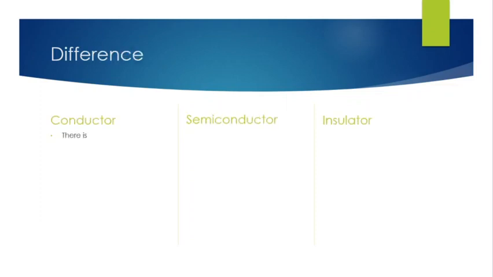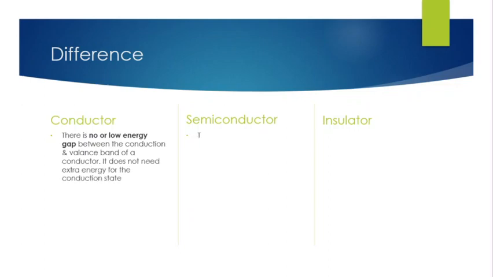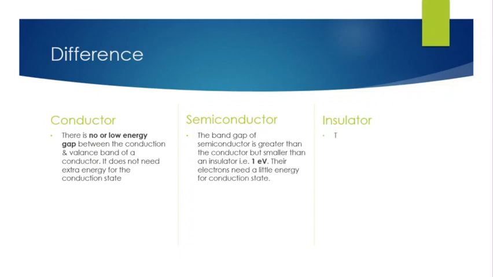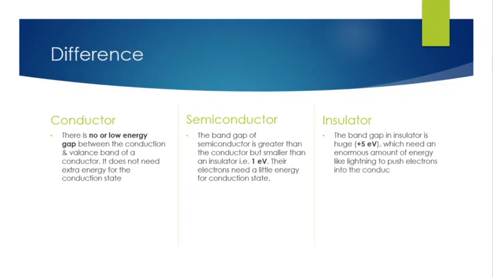So there are some more differences. There is no energy gap between the conduction and valence band of a conductor. It does not need extra energy for conduction. In a semiconductor, the band gap is greater than the conductor but smaller than the insulator, that is about 1 electron volt. Their electrons need a little energy for conduction. In an insulator, the band gap is huge, that is about 5 electron volts, which needs an enormous amount of energy, like lightning, to push electrons into the conduction band.